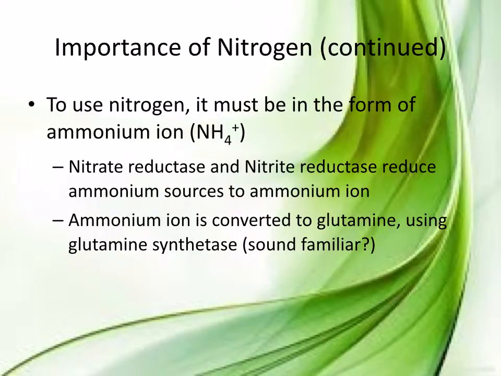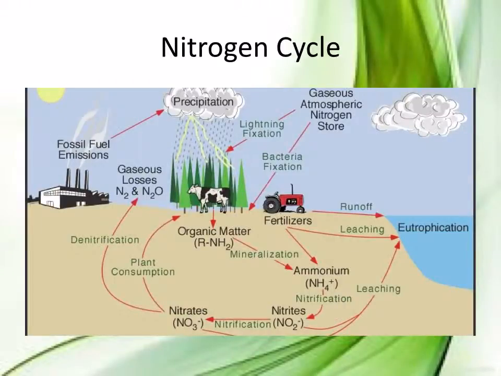So to use nitrogen, it must be in the form of ammonium ion. So nitrate reductase and nitrite reductase are going to reduce ammonium sources to this NH4+ ammonium ion. And then this enzyme right here is going to sound familiar, glutamine synthetase, and this is going to convert ammonium ion to glutamine. Obviously, humans have glutamine synthetase as well. So here is a picture talking about the nitrogen cycle, leaching, which is what we talked about. This is taking away some of the nutrients from the soil, as well as fertilizers.